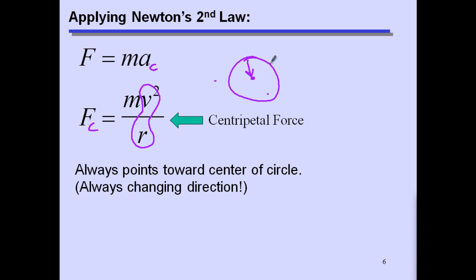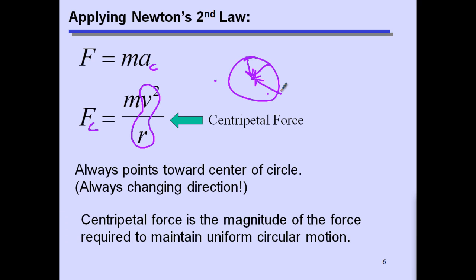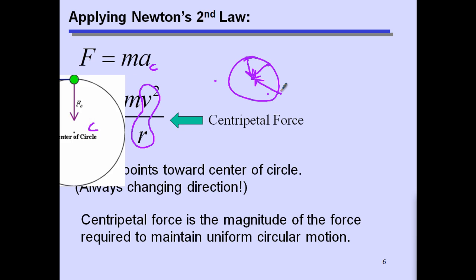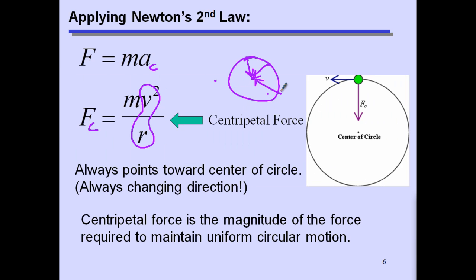So it always points towards the center of the circle, depending on where we're at. Always right towards the center. It's always seeking the center. Centripetal force is the magnitude of the force required to maintain uniform circular motion. So in order to maintain this motion in a circle, we have to have the centripetal force. You can see the F sub little c always goes towards the center of the circle.